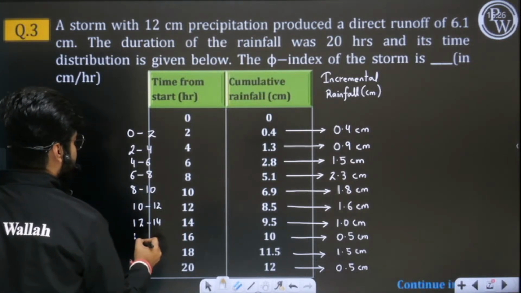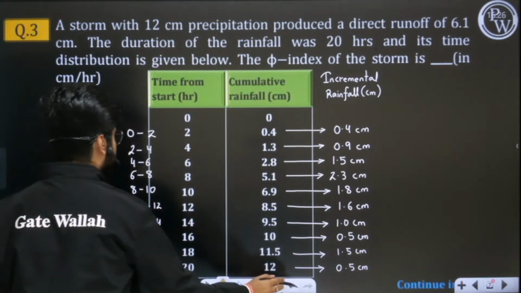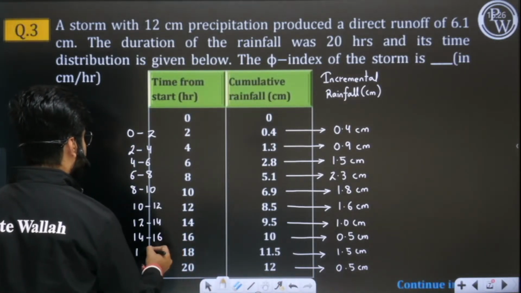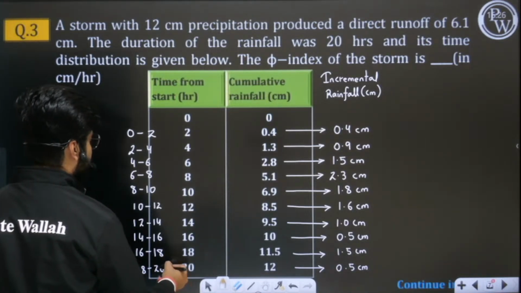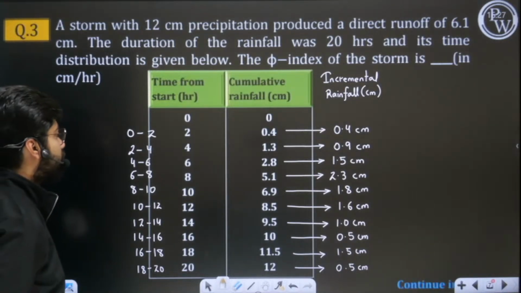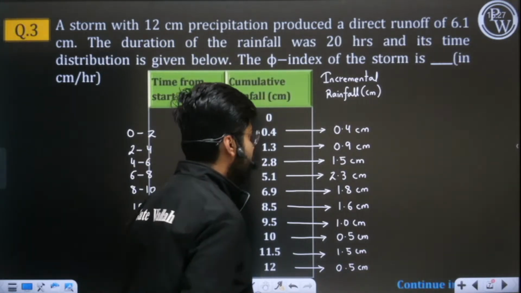Like that, we are getting the values of rainfall in each and every consecutive 2 hours. Yes or no? Simple. Now we have to find the intensity.